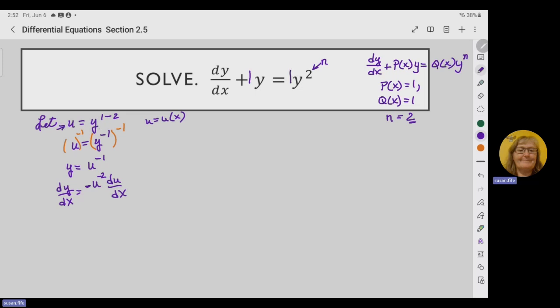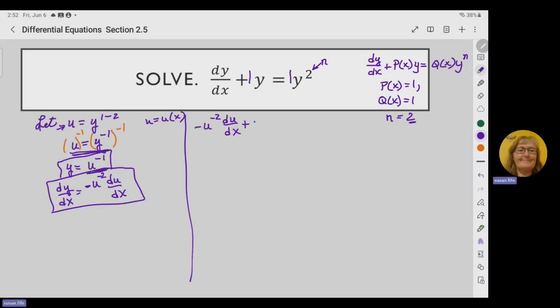Because u is defined to be a function of y, and y is a function of x, u is a function of x. Okay, so this is what I'm going to substitute: u equals y to the negative first, which gives me y equals u to the negative first. I think I'll start right here. So my derivative dy over dx becomes negative u to the negative 2 du over dx.